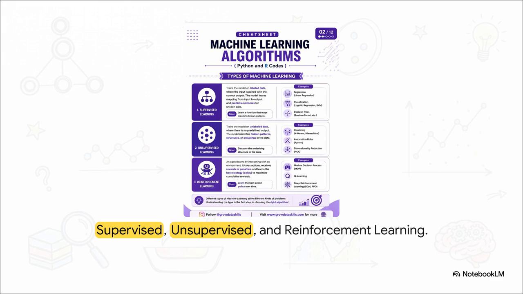Here the data is totally unlabeled. The model acts like a detective, digging around to find hidden structures all on its own. And finally, reinforcement learning. This is where an agent learns by interacting with an environment, racking up rewards or penalties to figure out the best possible strategy over time.